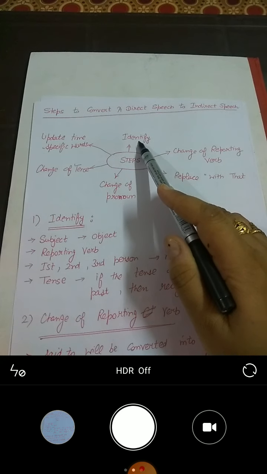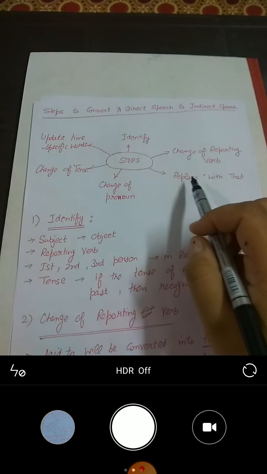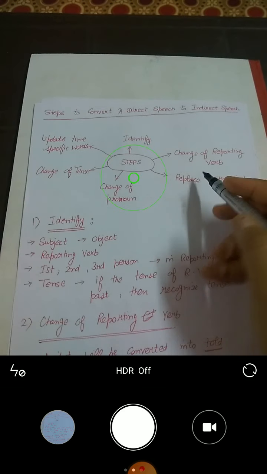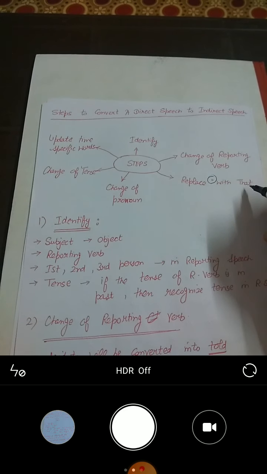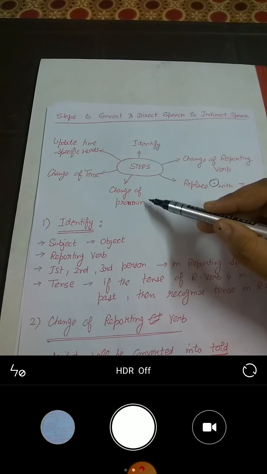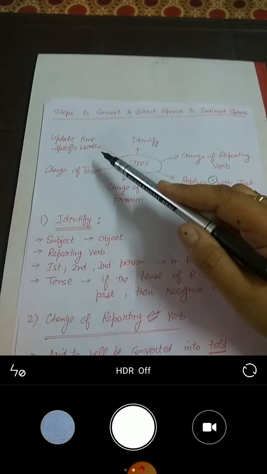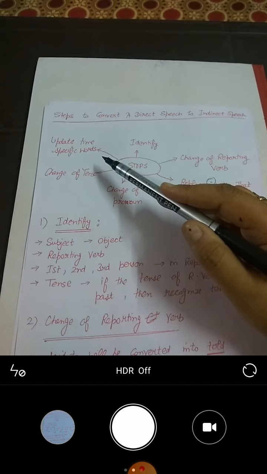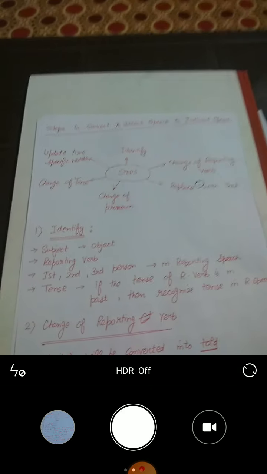First step is to identify. Second is change of reporting verb. Third is replace with inverted commas. These are the inverted commas, and you have to replace them with that. Then the fourth step is change of pronoun. Fifth step is change of tense, and sixth step is update time specific words. I will tell you each and everything in detail.